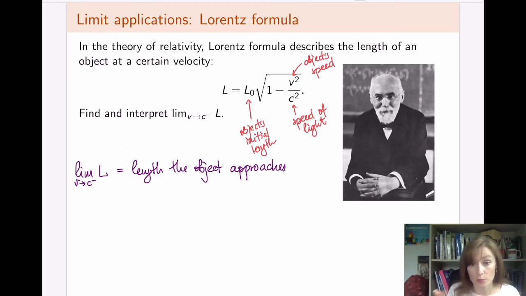right? That's what we're trying to compute, the length that the object actually approaches as, and then where are we computing it at? We're computing it as velocity approaches the speed of light, and it's important to note here that it's approaching the speed of light from the left. So my object, my car, let's say, accelerates toward the speed of light, not decelerates towards it, okay? So we're computing the length the object approaches as its speed approaches the speed of light.